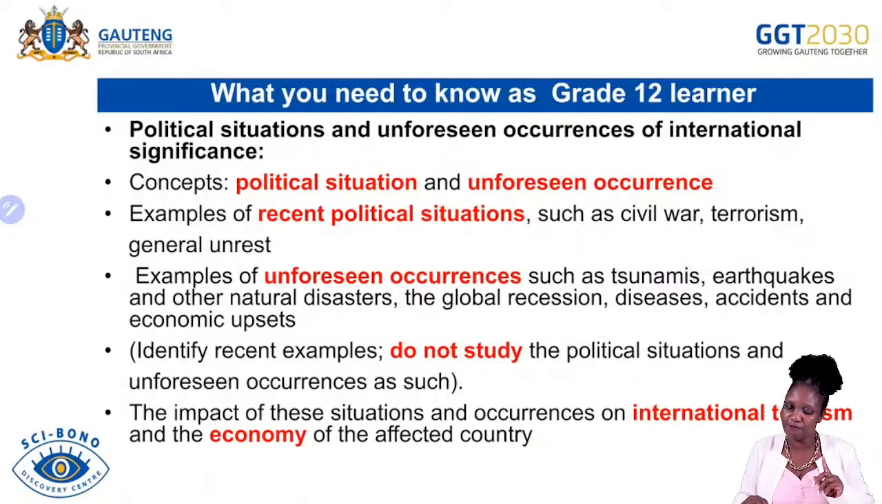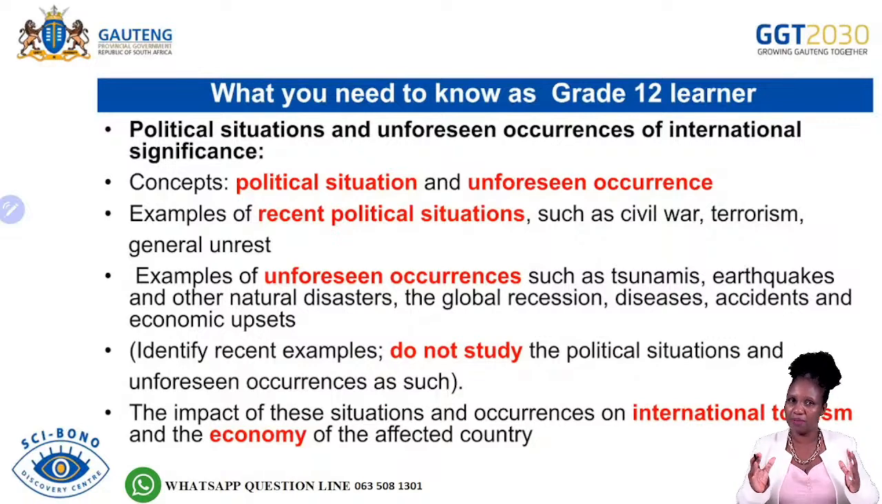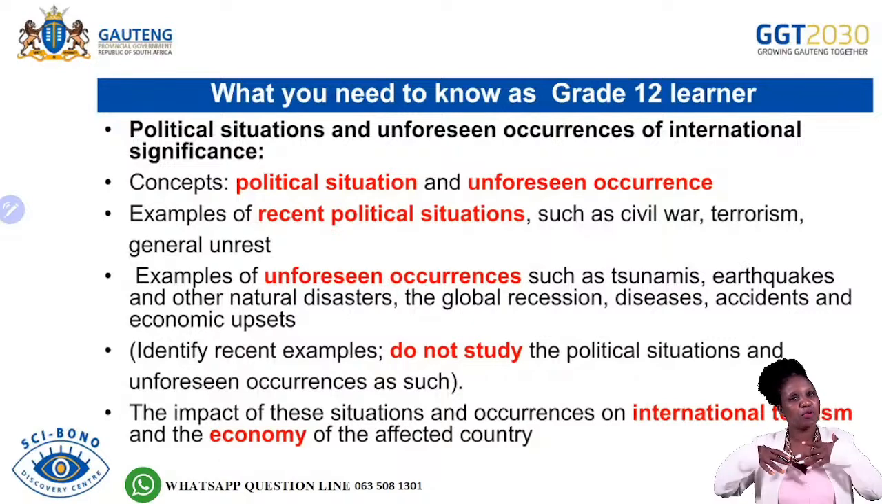Political situations and unforeseen occurrences of international significance. Then let's look at political situation and unforeseen occurrences. Then we've got an example of recent political situations. For example, we can talk about civil wars, terrorism, and general unrest. When we talk about civil wars, what is a civil war, grade 12? Who can answer me? When you're talking about a civil war, this is a war within a country, all right? That is a civil war. It can be a war between the members of the same country. It can be on tribal grounds. It can be on religious grounds.